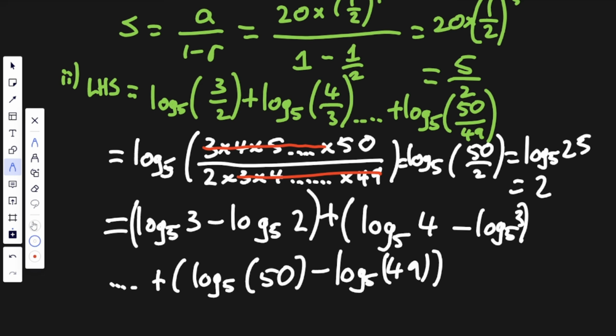And well, what cancels? Well, this first bracket, they don't cancel each other, but from the next bracket, this cancels with this. So the previous bracket, the first thing's going to cancel. The next bracket, the second thing's going to cancel. So this is going to disappear. This is going to disappear. Everything else in between is going to disappear. And we're going to be left with log 5 of 50 minus log 5 of 2.